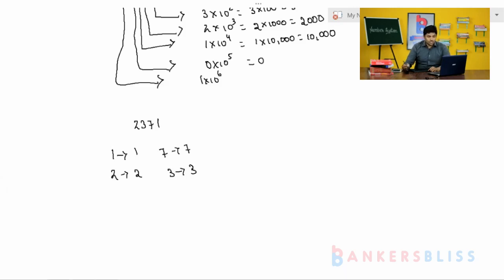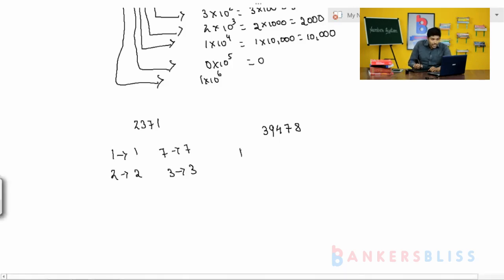Sometimes they may ask you a question like this. Consider the number 39,478. Now they are going to ask you: calculate the difference between the place value and face value of 4. Let me repeat again, calculate the difference between the place value and face value of 4.